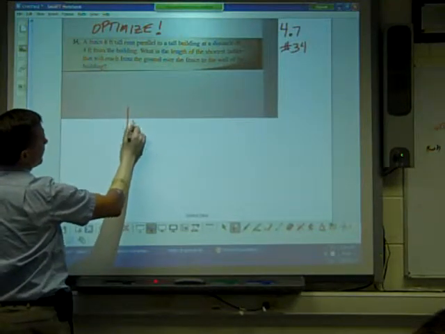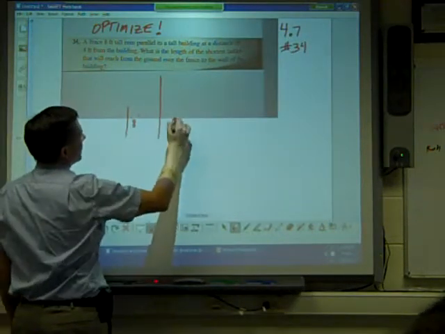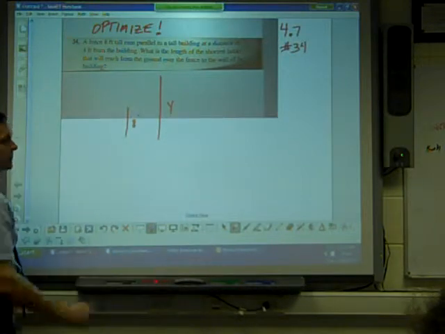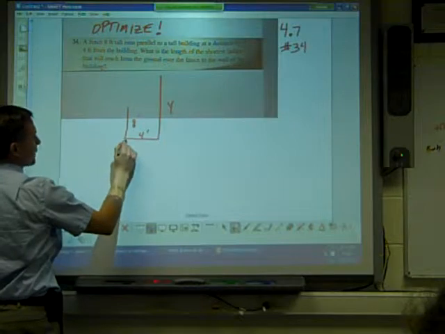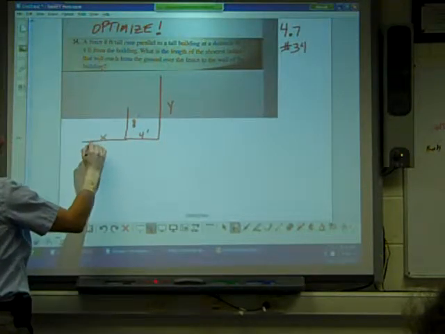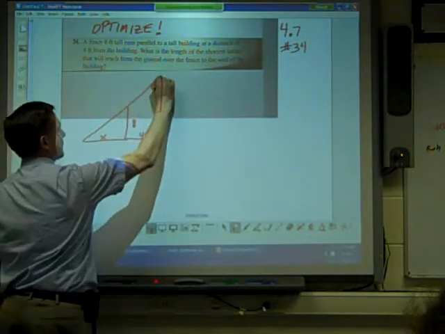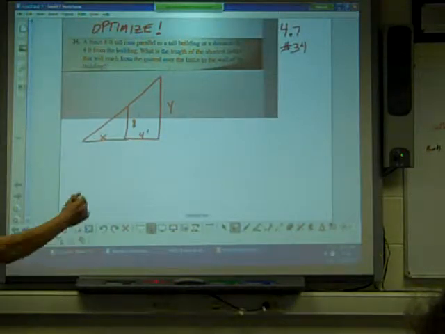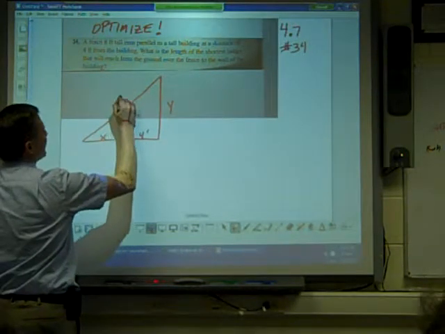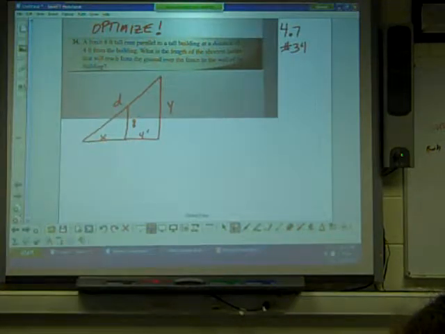So you have an 8-foot fence. You have a very tall building, which we'll call Y. You know it's 4 feet here. And you're going to have a ladder some distance, which I'm going to call X, away. And it's going to go right there. So you have two similar triangles. And they want you to optimize, I'm going to call it D for distance, but that is the ladder length D.